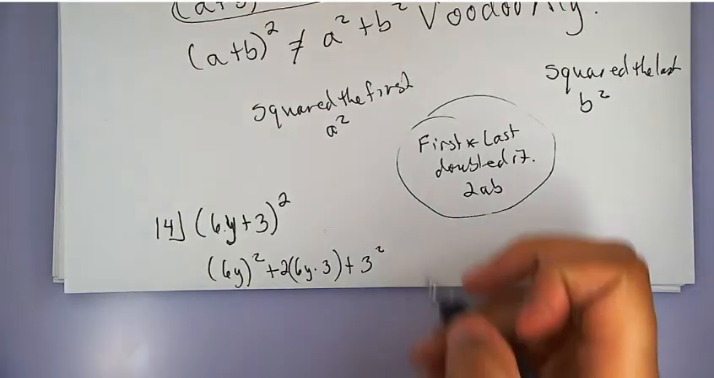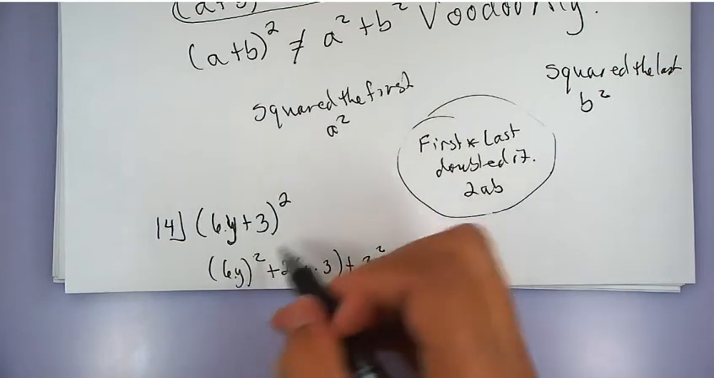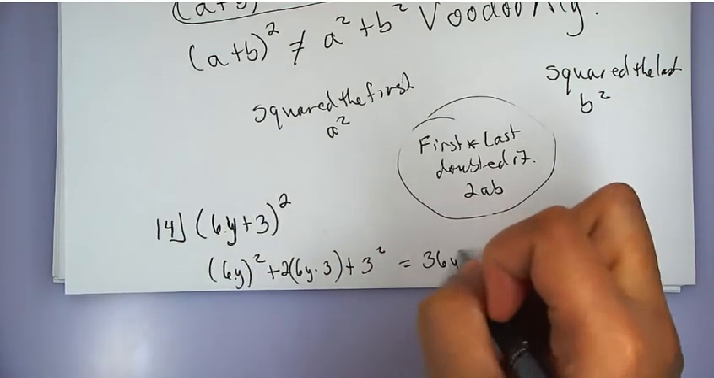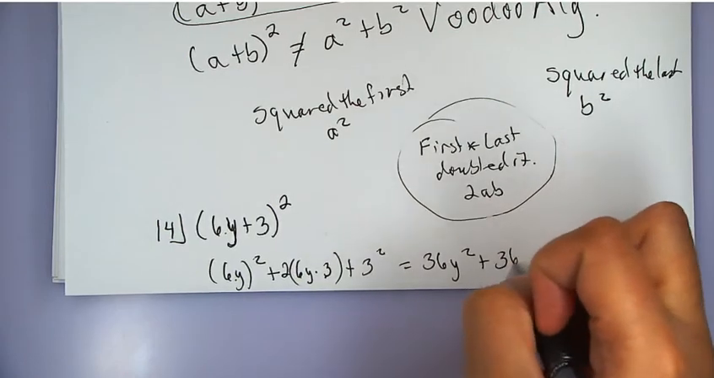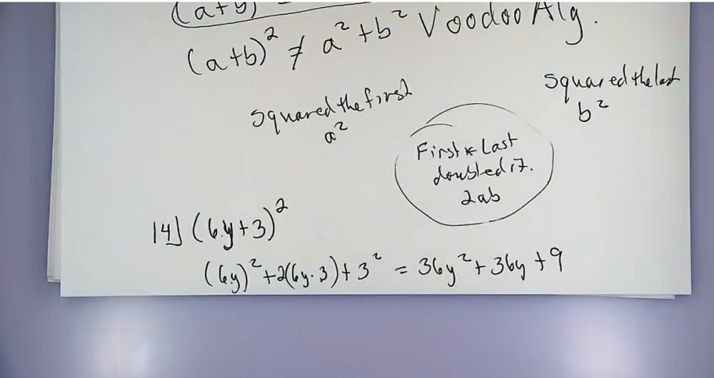Let's put it into action. Let's simplify it. 6y squared is just 36y squared. 6 times 3 is 18 times 2 is 36y plus 9, and that's my answer. And this keeps me from having to necessarily FOIL it out and combine like terms. I mean, you can. It will still work.